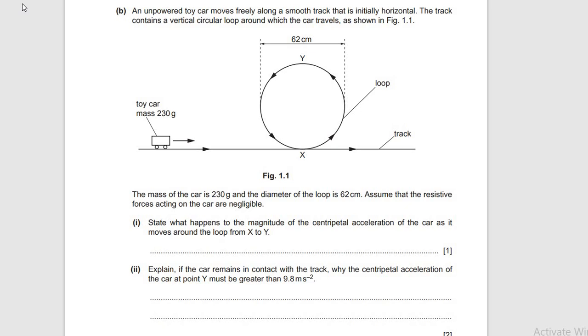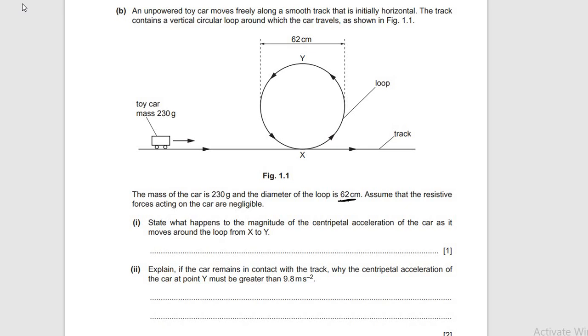An unpowered toy car moves freely along a smooth track. It is initially horizontal. The track contains a vertical circular loop around which the car travels as shown. The mass of the car is 230 grams and the diameter is 62 centimeters. Assume that the resistive forces acting on the car are negligible. What happens to the magnitude of the centripetal acceleration of the car as it moves from x to y?